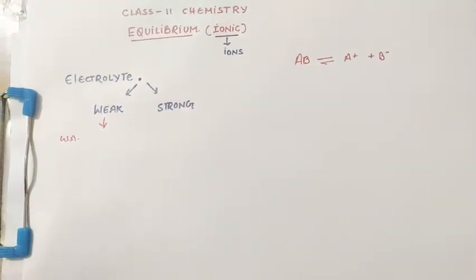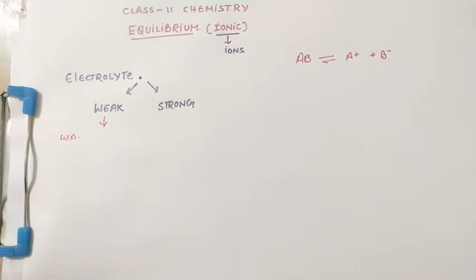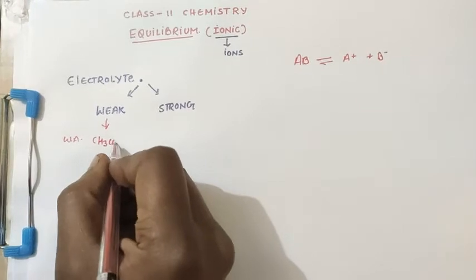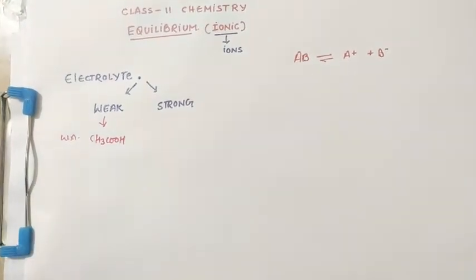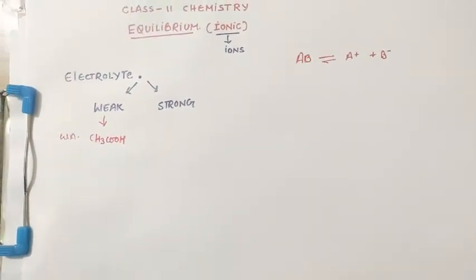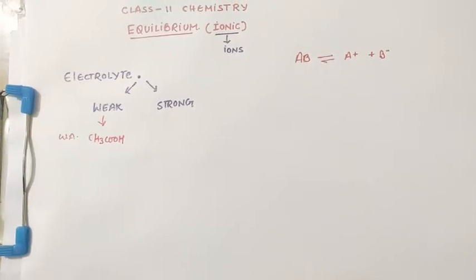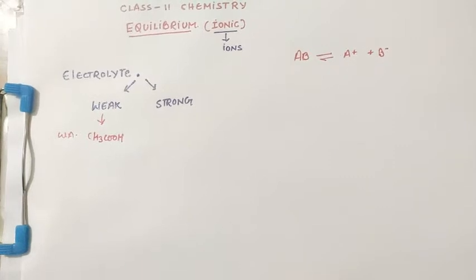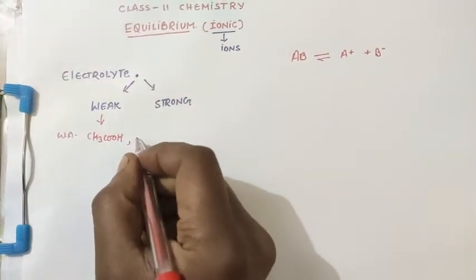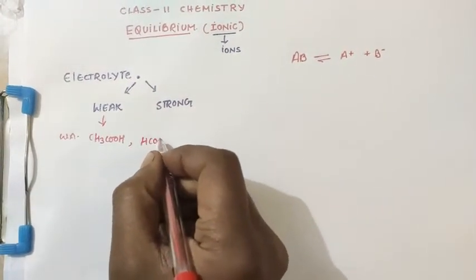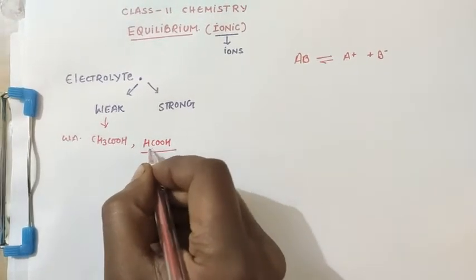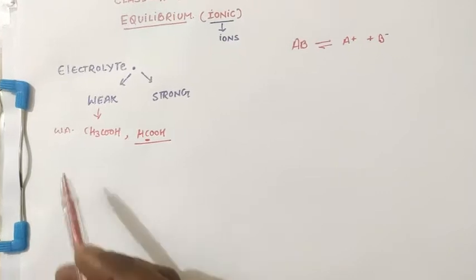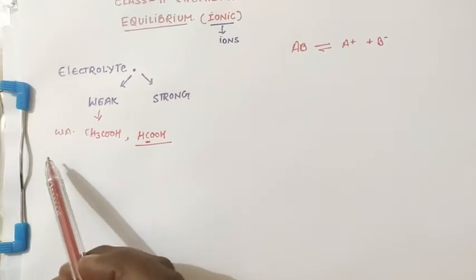We can say that organic acids can be weak acids. A very common example is CH3COOH, acetic acid. Acetic acid is a weak acid, so it is a weak electrolyte. Or formic acid, HCOOH. There are a lot of examples you can study. The acid which contains carbon will be a weak acid. So weak acids can be categorized as weak electrolytes.